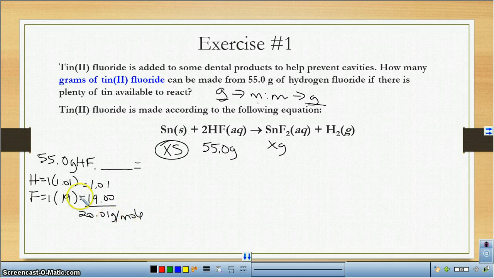So the first thing we have to do is to find out what the molar mass of hydrofluoric acid is. So I've had 1 hydrogen, 1 fluorine, and I go through and do the calculations, and I have 20 grams per mole. So I put 1 mole on top, and I put 20.01 grams on the bottom so that my grams cancel. So I take 55 and I divide it by 20.01, and that leaves me with 2.75 moles of hydrofluoric acid.